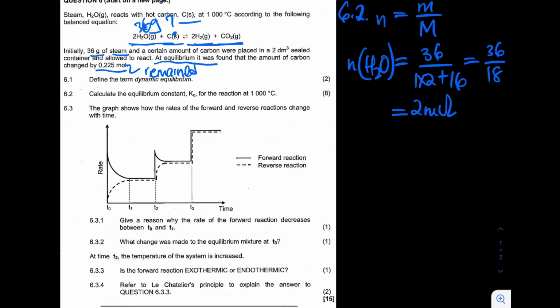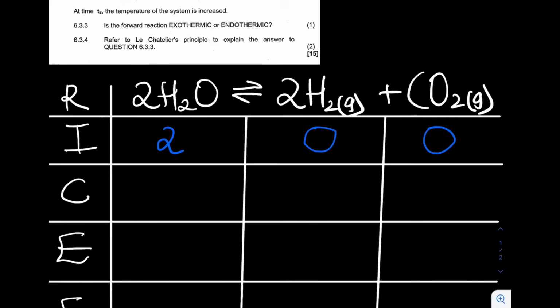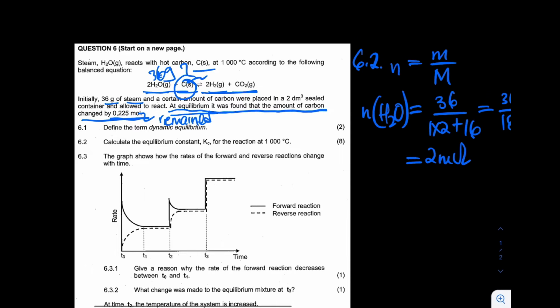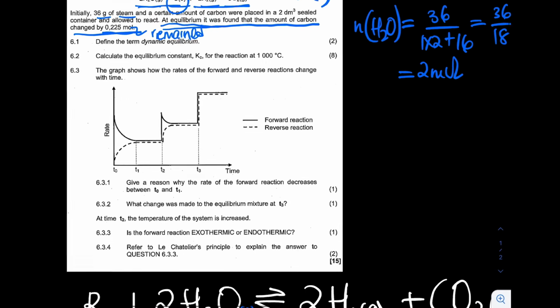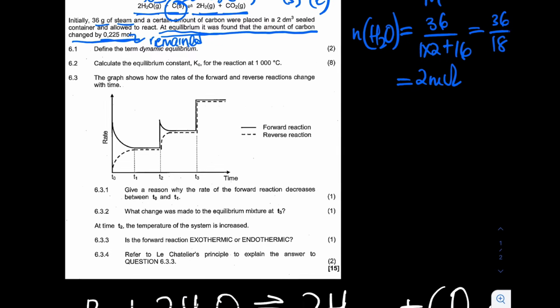Remember what they told us in the statement. They said, at equilibrium, it is found that the amount of carbon changed by 0.225. Now, if you're looking at carbon there, even though we're not going to involve carbon in the table, if you look at my table, only the gases are involved there, right? The solid is not involved in the chemical equilibrium. So the solid state we do not involve in the chemical equilibrium. Let me leave it like that. What we involve there is gases and aqueous. So the solids and the liquids we do not involve in the chemical equilibrium. They do not change the chemical equilibrium when we change them, the factors that are in those states, right?